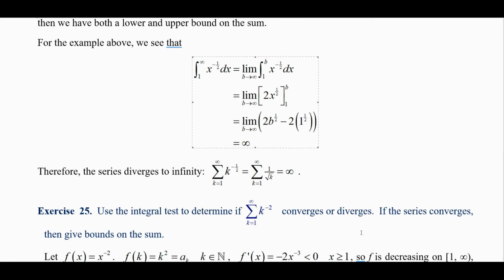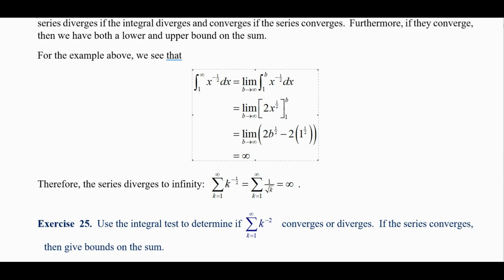Okay, let's have you try one now. Use the integral test to determine if the series, the sum from k equals 1 to infinity of k to the negative 2 power, converges or diverges. And if it converges, then give some bounds on that sum. See if you can work it out yourself.